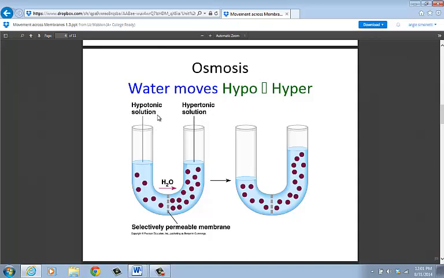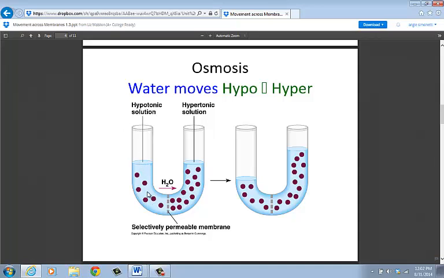Now, these terms are important. You need to memorize these terms and understand them. A hypotonic solution has less solutes in it, less of these particles. A hypertonic solution has too much. Think about it. If you're hyper, you have too much energy. So think of a hypertonic solution as having too much of the solute in it. So water always goes from hypo to hyper.